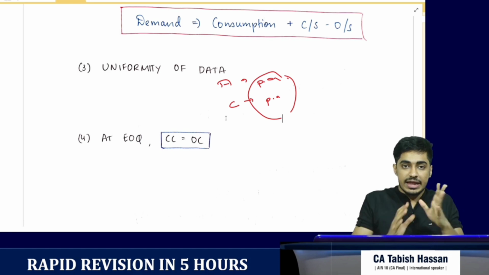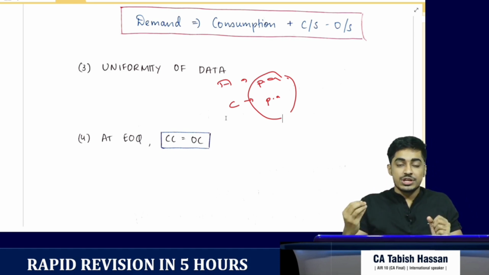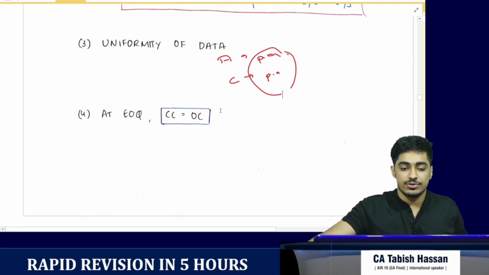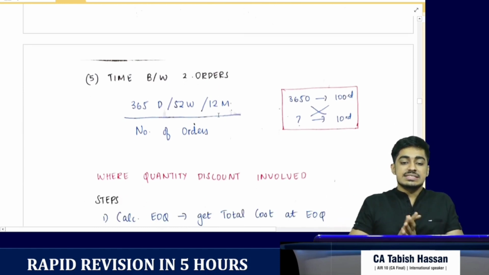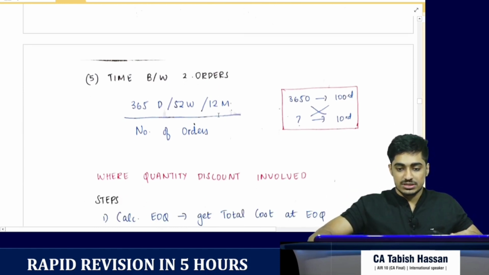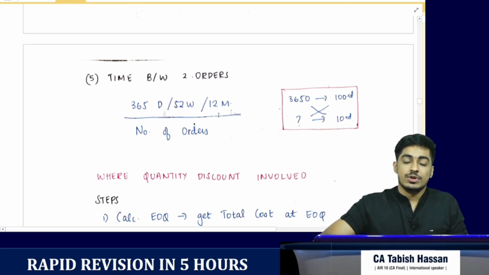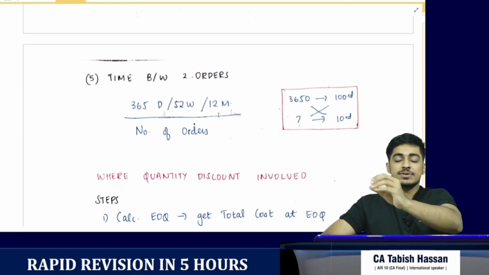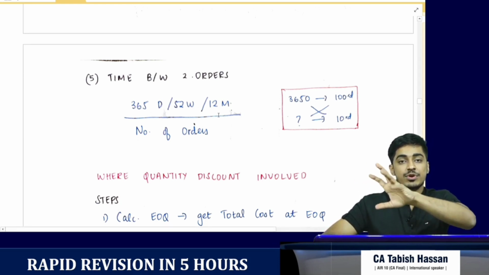We get the annual demand, and then based on the annual demand, substitute in the EOQ formula and get the EOQ in terms of units. Clear? Next is the time between two different orders. Okay, so we know that at EOQ we are placing, say, X number of orders. How do we get the number of orders?